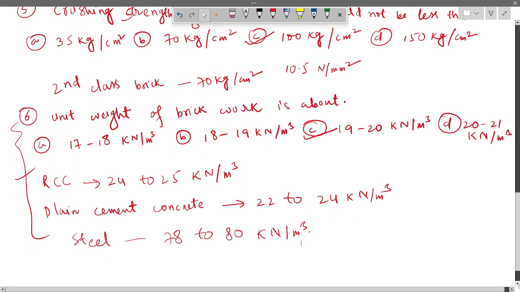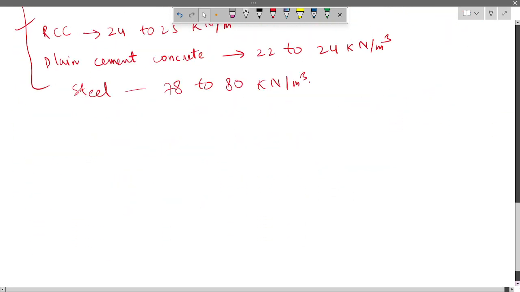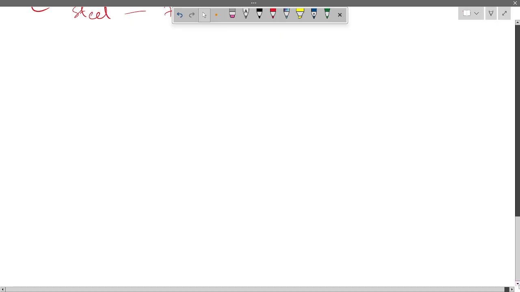Now we will move to the next question. King closure are related to... Yes, the 4 options are given. This is very easy.